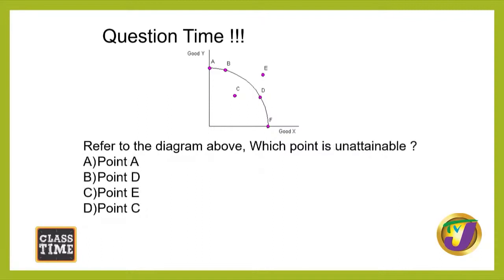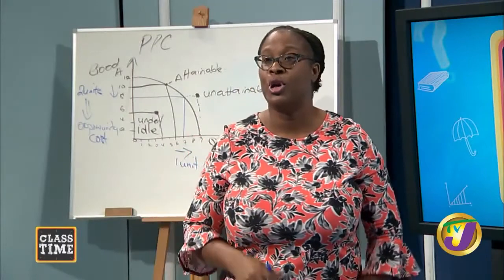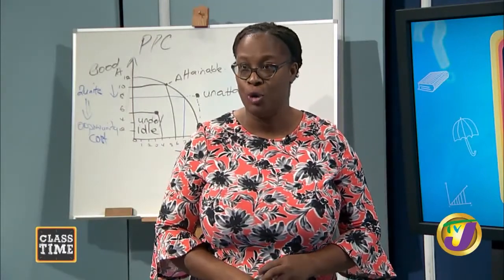And our last question, referring to the diagram again, which point is described as unattainable? Is it point A? Is it point D? Is it point E? Or is it point C? There you have it. It is point E. It is unattainable because it is outside of the PPF. At that level of combination, the society will not have the resources nor the technology in order to produce that level of output.